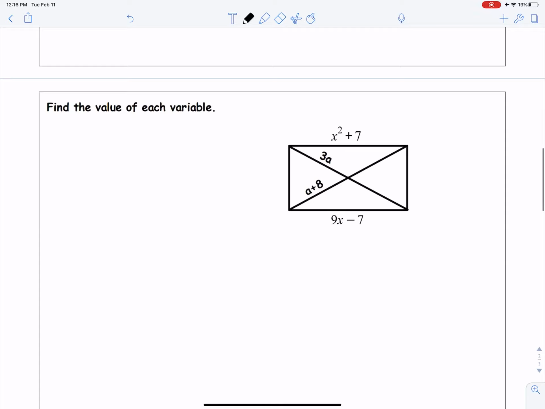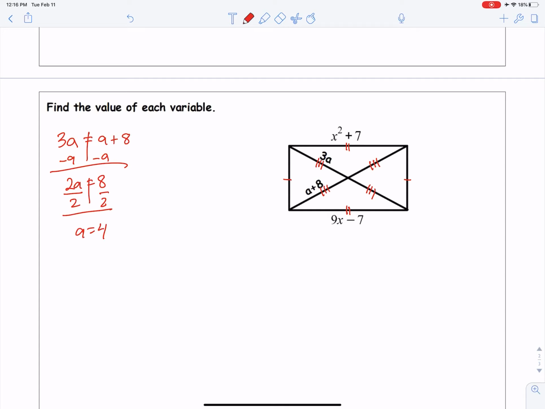So we're going to start with our rectangle. So I'm going to start by marking on my picture, opposite sides congruent. And I know my diagonals are congruent and they're being bisected. So these 4 pieces here are all equal. So I'm going to start by solving for A. So I'm going to say 3A is equal to A plus 8. And solve, so I get 2A equals 8. So A is going to equal 4.